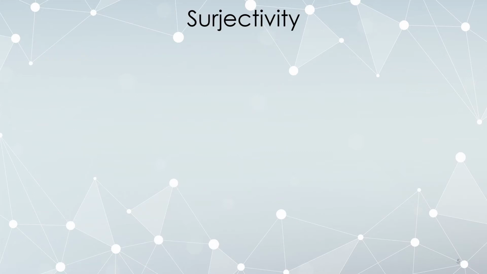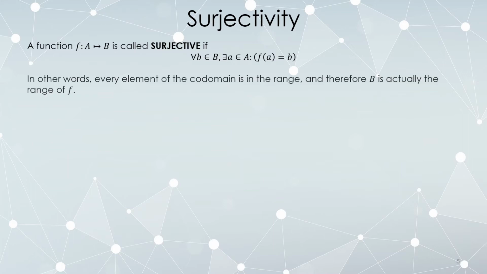The flip side to injectivity is surjectivity. So a function with domain A and codomain B is called surjective if the following holds. Given any element of the codomain, there is something in the domain so that f of a equals b. In other words, every element of the codomain is in the range. Remember that the range is everything that the function does produce, does spit out. And this definition says everything in the codomain is actually spit out by the function. So if the codomain is actually the range, then it's called surjective.